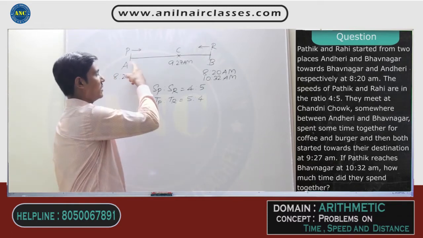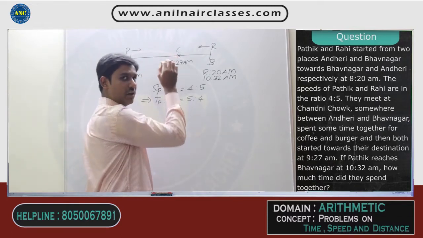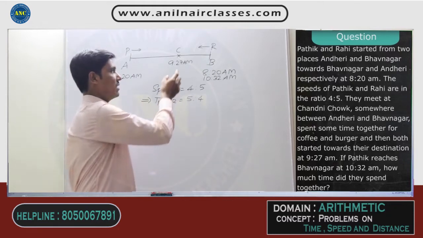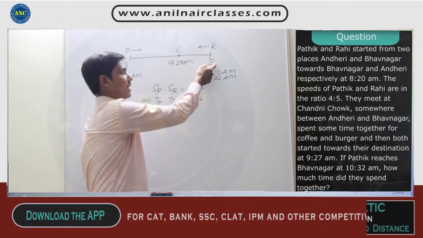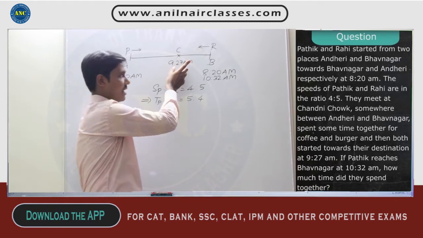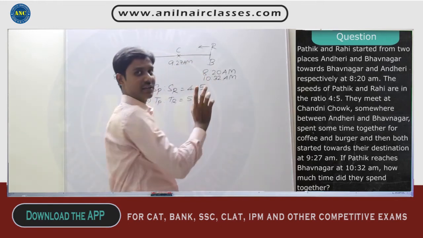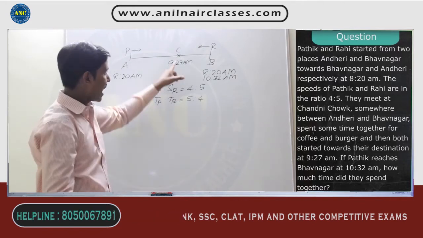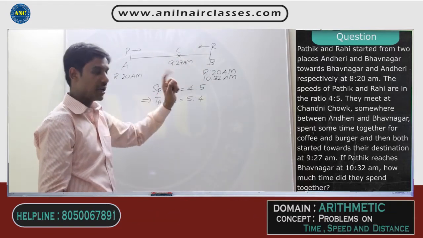Patik is coming from A. He will come to C. He will spend some time at C, and after spending some time, he will start traveling from C to B. He will start at 9:27 am and he will reach B at 10:32 am. That means, how much time does Patik take to travel from C to B?